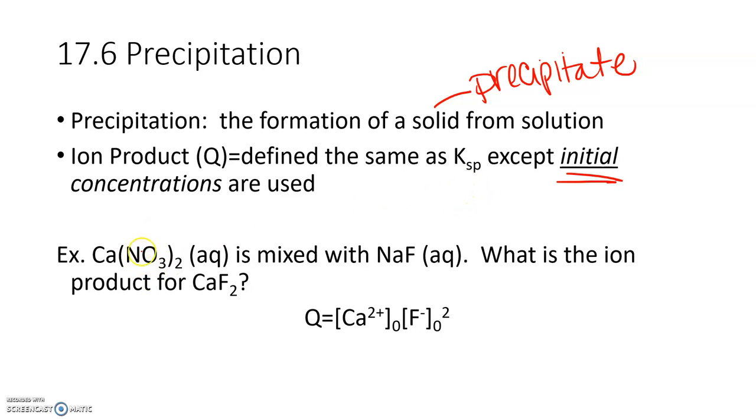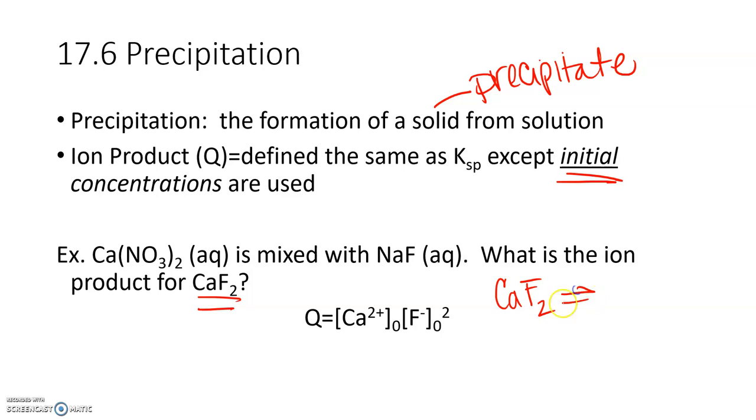So if you have an aqueous solution of calcium nitrate mixed with sodium fluoride, what is the ion product for calcium fluoride? We would write Q equals the concentration of the calcium ions times the concentration of the fluoride ions squared. And it's squared because there are two fluoride ions.